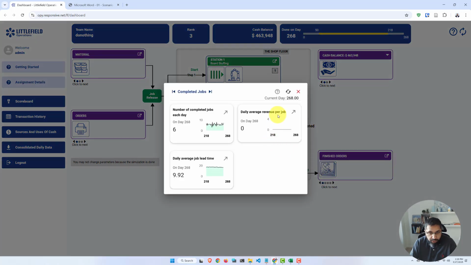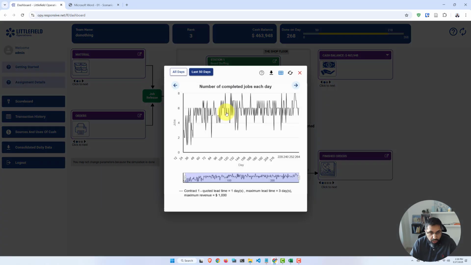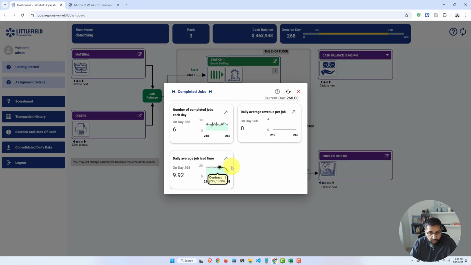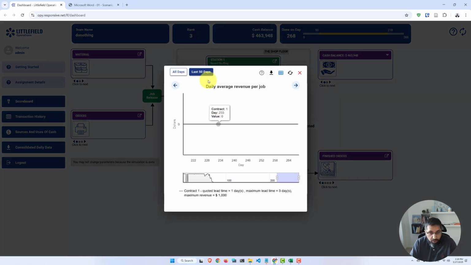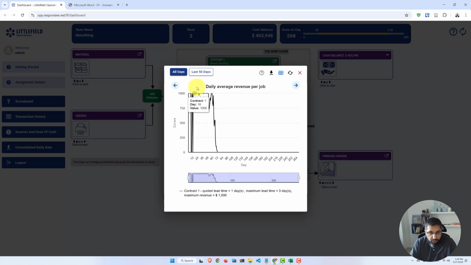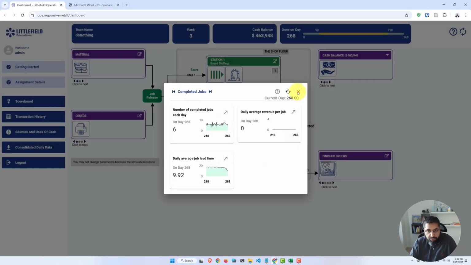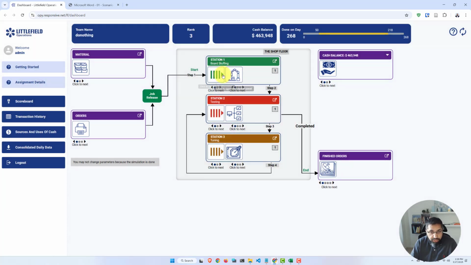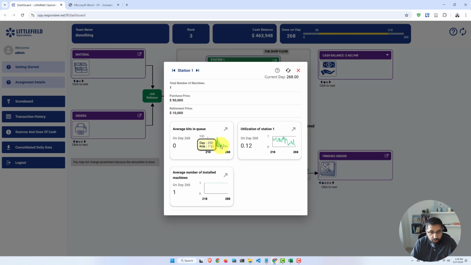So completed jobs here shows you how many jobs you have completed on any given day. And then if you look at your revenue, you can look at all days. You can see that you were making money in the beginning, and then we'll talk about what happened. You stop making money. But these are important information that it gives you as plots. But you can also download the data. Then for each station, when you click on the station, it shows you the queue. Because each station has a queue.